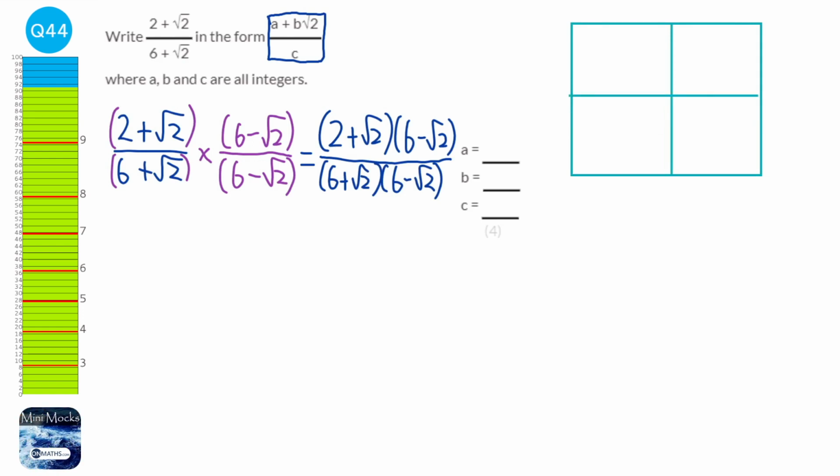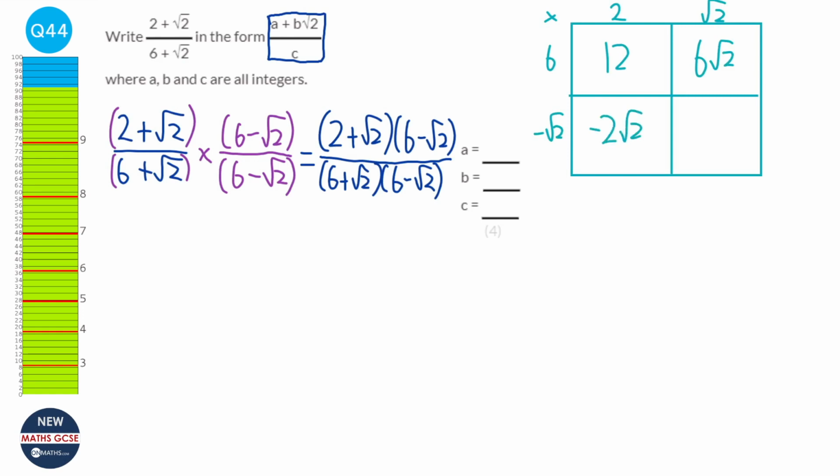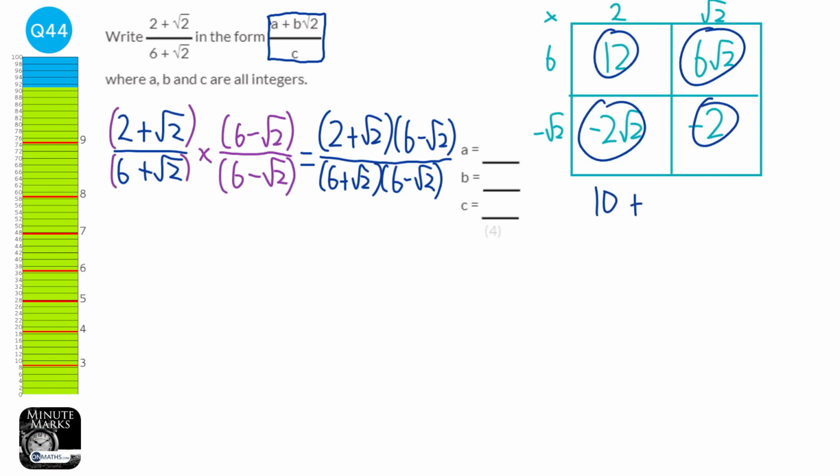I'm just going to use the grid method because it's a little bit clearer maybe. And so we've got 2 plus root 2, and we've got 6 minus root 2. So 6 times 2 is going to be 12, and that's going to be 6 root 2 minus 2 root 2, and then that would be minus, and a positive is a negative, and then root 2 times root 2 is just going to be 2. And so when we add these two together, we're going to get 10. When we add these two together, we're going to get plus 4 root 2.